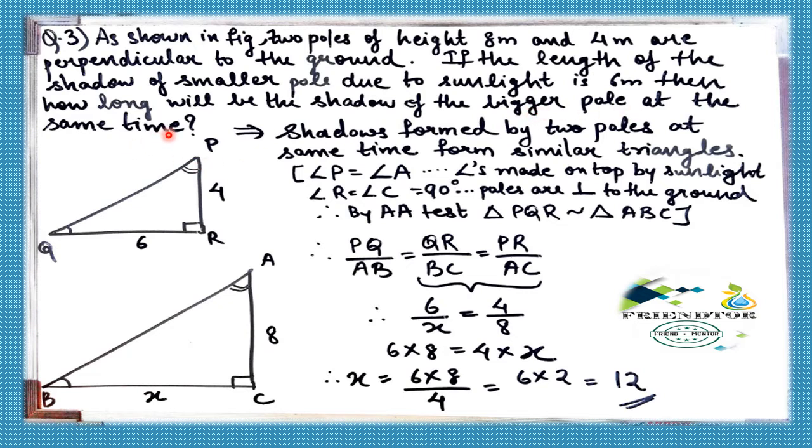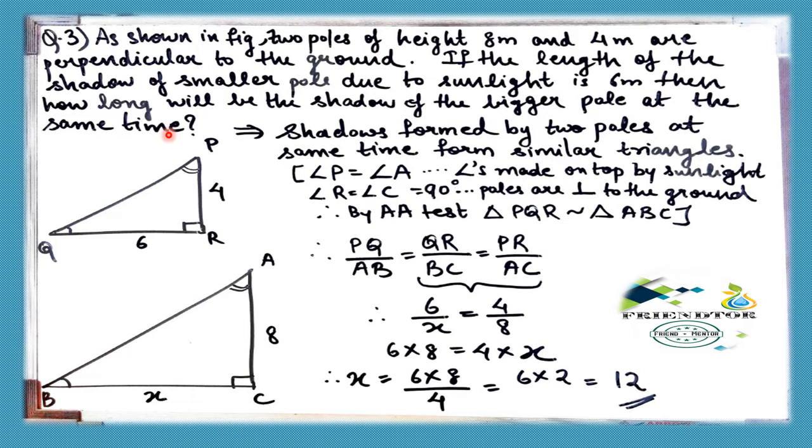You can pause the video and go through the question once again. What they mean is there are two poles, one of height 8 meters and the other of height 4 meters. Both the poles are perpendicular to the ground. They have given the length of the shadow of the smaller pole due to the sunlight as 6 meters, and now we have to find the length of the shadow of the bigger pole at that same time.